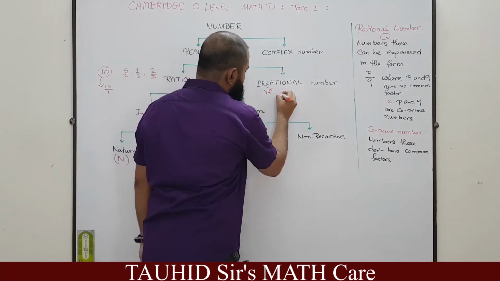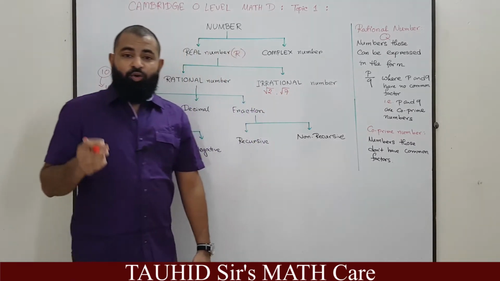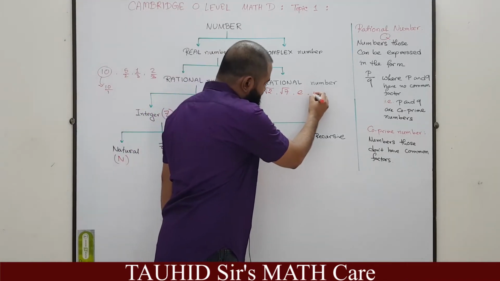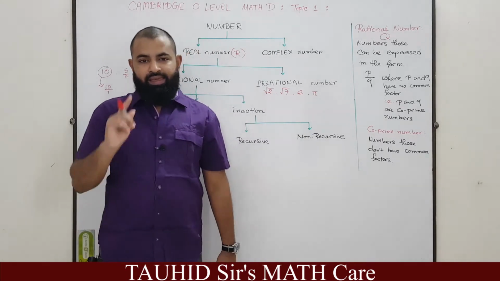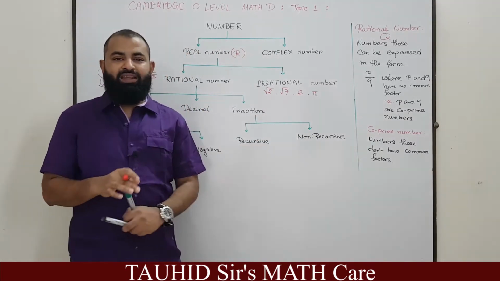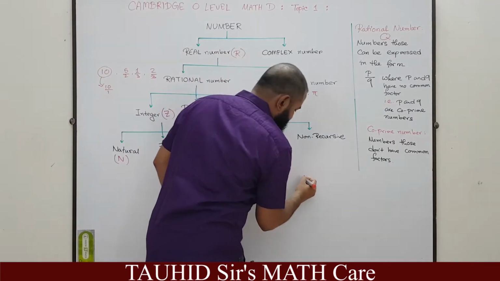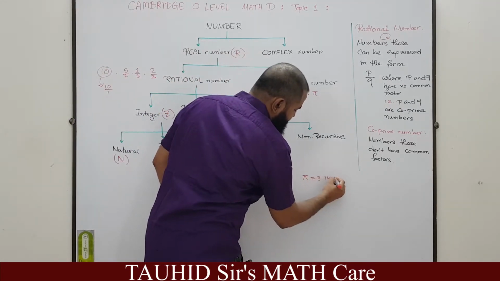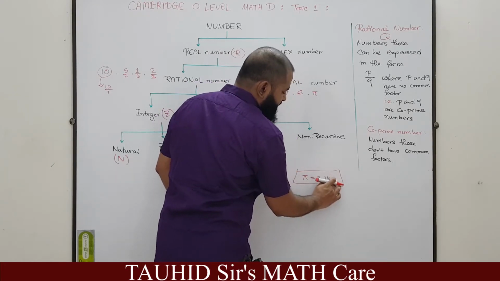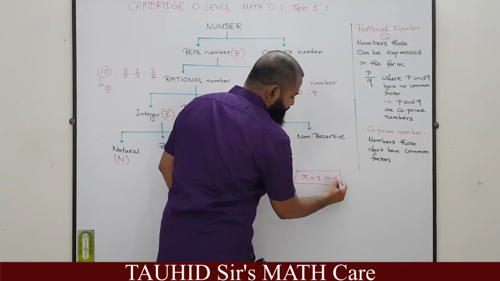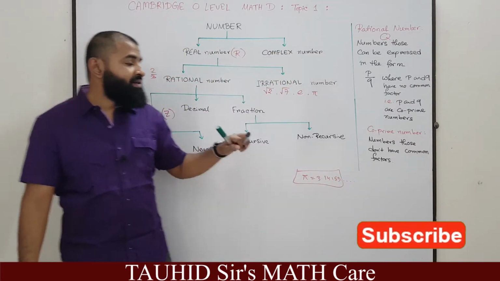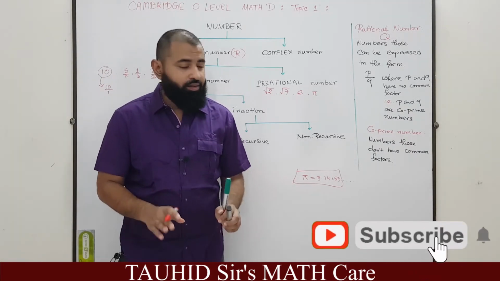You can't express root 7 as a ratio. You can't express e as a ratio. You can't express pi as a ratio. e is a constant. You can see it in your calculator. Pi is another constant. We write it sometimes pi equal to 3.1416, but this is not finite. Actually, the number is 3.14159 and it continues to infinity, and it does not follow any definite pattern.